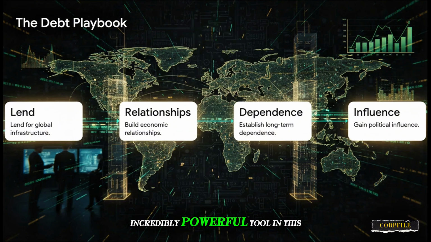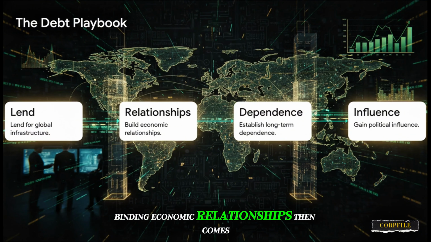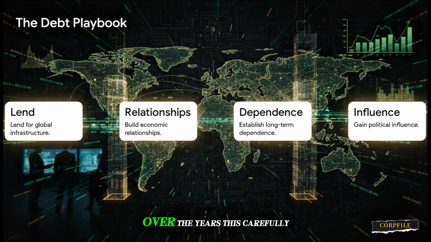Another incredibly powerful tool in this invisible arsenal is what we call the debt playbook, and it is so methodical. Here's how it works. Step 1, a powerful country lends vast sums of money for massive infrastructure projects in developing nations. Step 2, all that capital builds these deep, binding economic relationships. Then comes step 3. Over the years, this carefully establishes a long-term dependence on the lender. And finally, step 4. That deep economic dependence translates right into hard political influence. The infrastructure was really just the vehicle. At the end of the day, the money literally becomes the strategy.